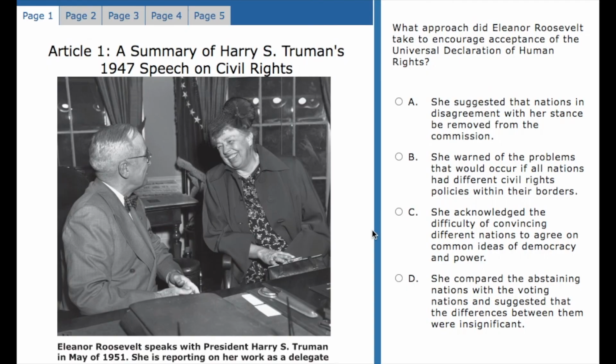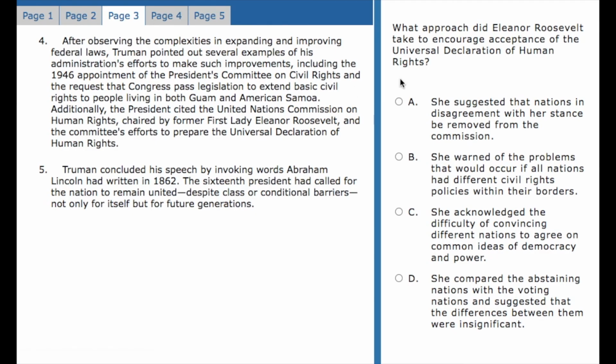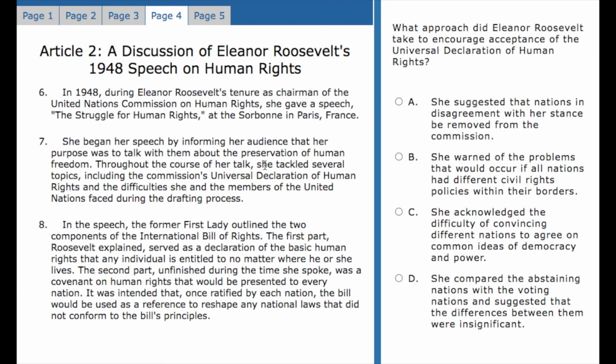The question, again, to review it, says: what approach did Eleanor Roosevelt take to encourage acceptance of the Universal Declaration of Human Rights? A keyword here would probably be Universal Declaration of Human Rights. So we're going to read until we come across a part of the passage that mentions that, and if that doesn't give us the answer, we'll have to keep reading. We already read the first paragraph earlier, so let me start with the second one.